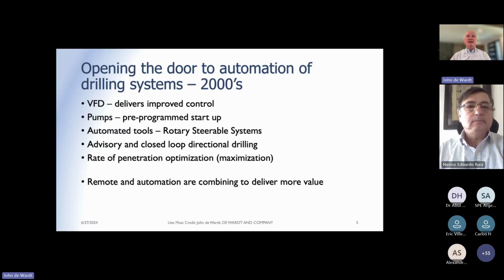And then automated tools became fairly common, rotary steerable tools. And we saw advisory and then closed loop directional drilling. So the directional drilling data was being analyzed, processed, and given as directions to the directional driller in an advisory mode, and subsequently closing the loop. And rate of penetration optimization was actually accomplished prior to 2012. There was a presentation at an SPE workshop in 2012 on a system that Schlumberger had developed, rate of penetration optimization, which they showed in their graphics actually was very successful. Again, they started with advisory mode, then they shifted to closing the loop. And what's happening now, as a flag for me, is that remote operations and automation are beginning to combine in order to deliver more value.